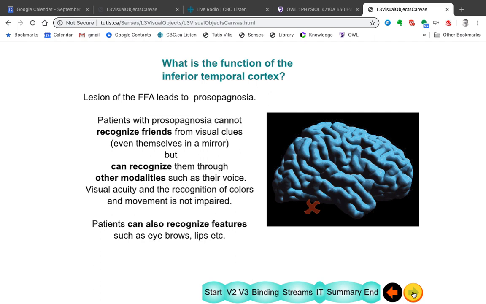Now, if you don't have an FFA, you have something called prosopagnosia. So it's an agnosia. Before, we talked about agnosia, and that was for all objects. And now we have prosopagnosia. The proso is the fact you can't recognize the face. I wish scientists would just say face blindness, better than remembering tags and tags of names.